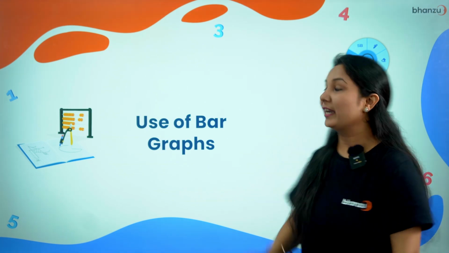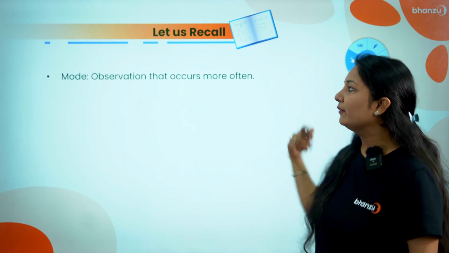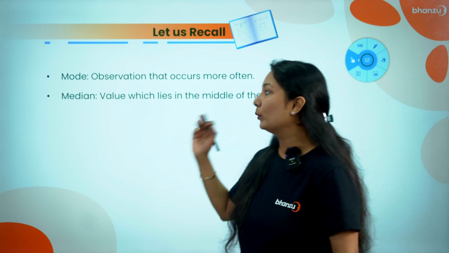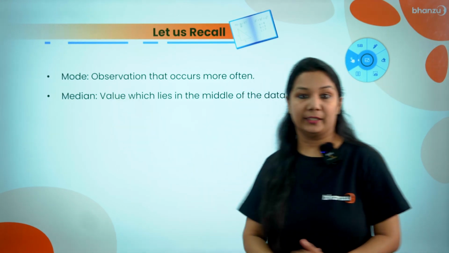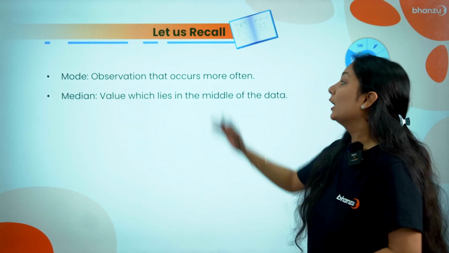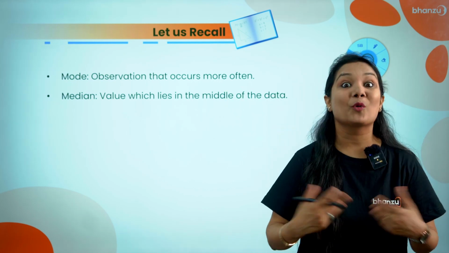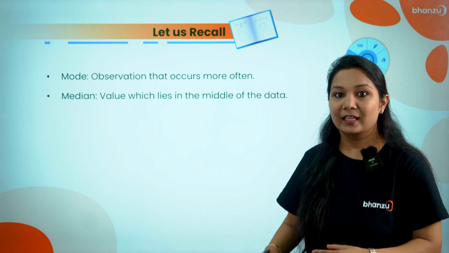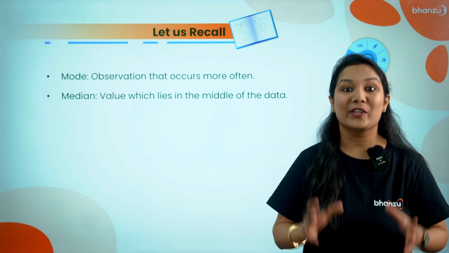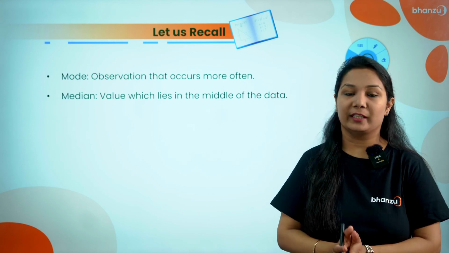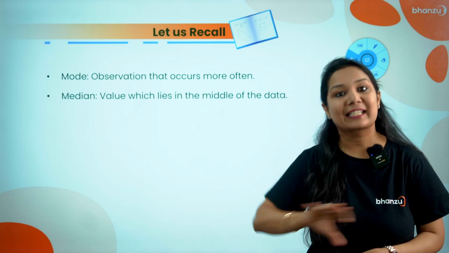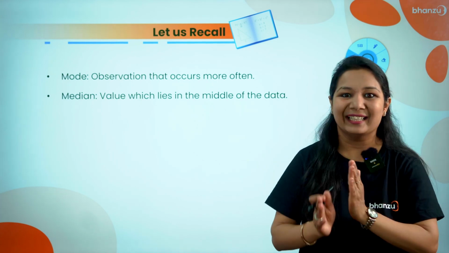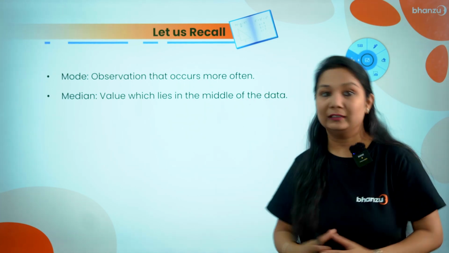But before we move ahead, what did we learn in the previous session? We were talking about representative values, right? What we discussed was mode and median. What is mode? The observation that occurs more often, which keeps on coming frequently in the data given. And what is median? The observation which lies in the middle of the data, when it's arranged in ascending order or descending order. So that is how we find this.